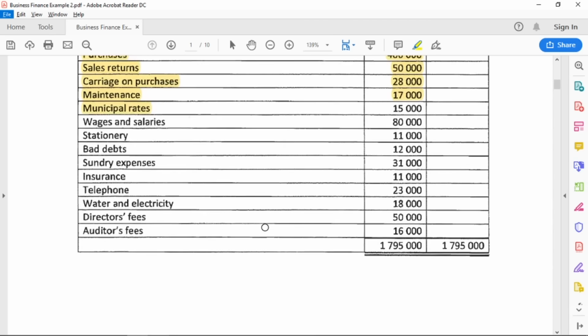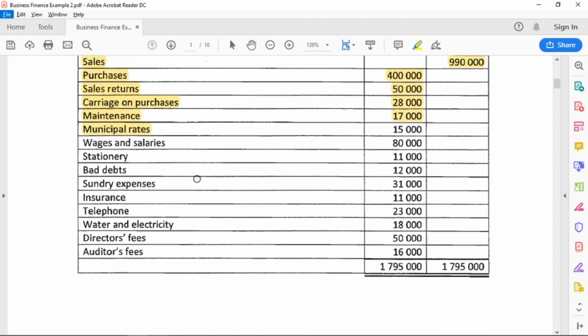Now let's go back to our pre-adjustment trial balance. Our municipal rate here is 15,000 Rand. That means it's understated by 1,500 Rand. So if we are asked to do the statement of financial position, obviously we know there is an accrued expense. There is an expense that you still owe, so it's a liability.